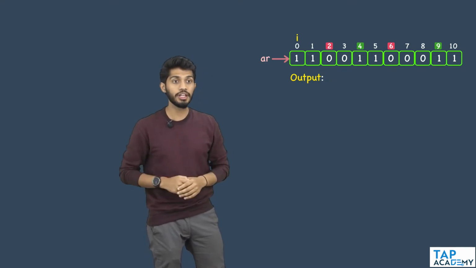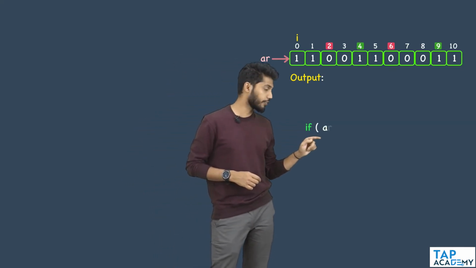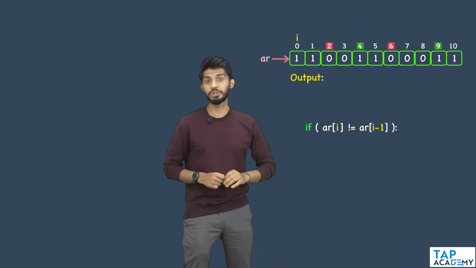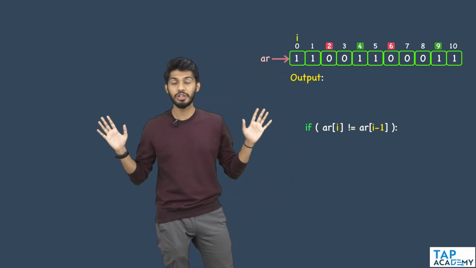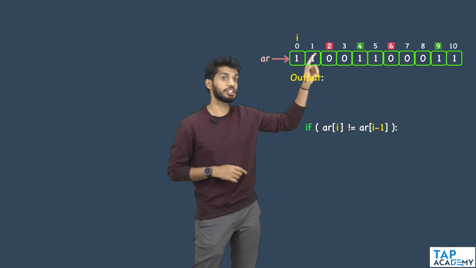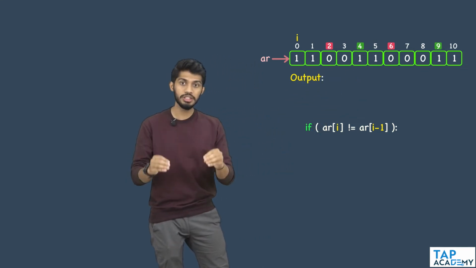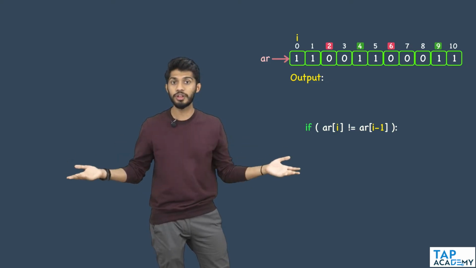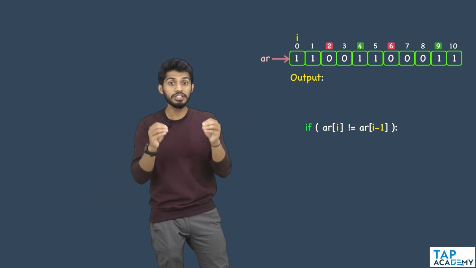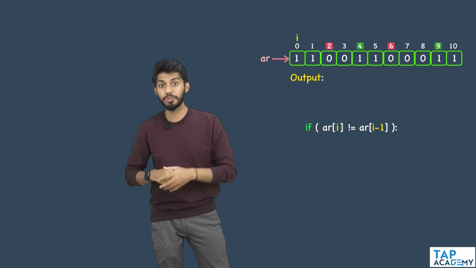So how do I write that? I will simply say, if AR of i is not equal to AR of i minus 1, then that's the starting index. Now I got all the starting indexes, the starting index of zeros as well as ones. Now in these starting indexes, I don't want all of them. All that I need is only the starting index of the element that I am going to flip.